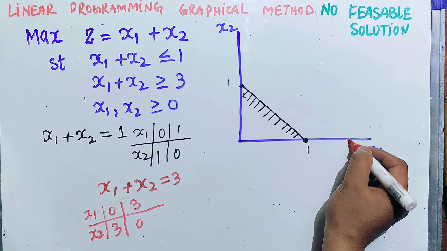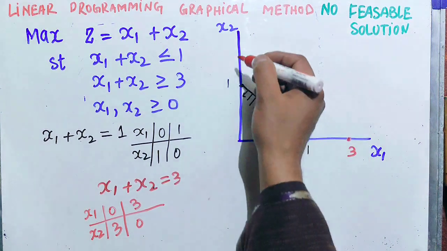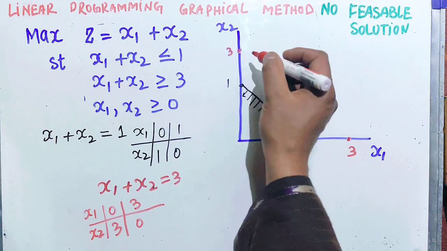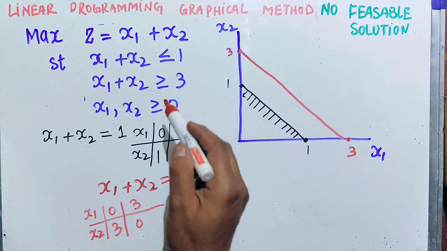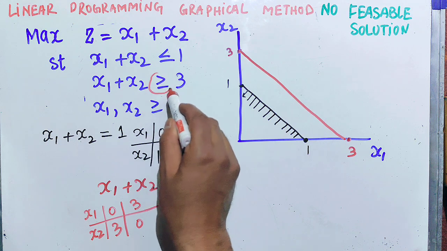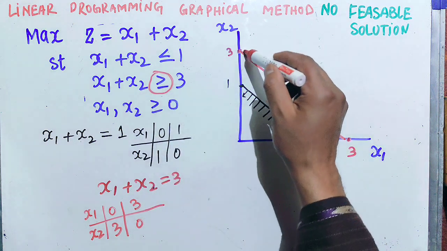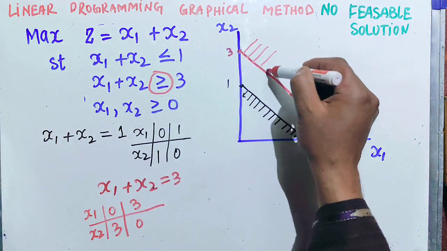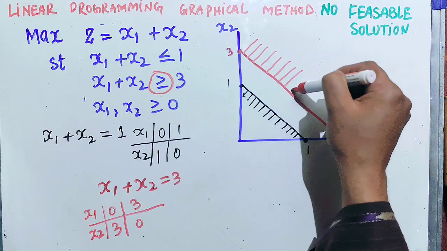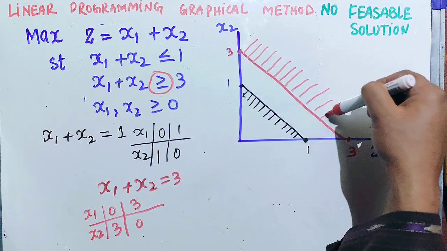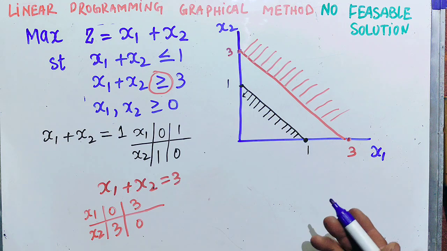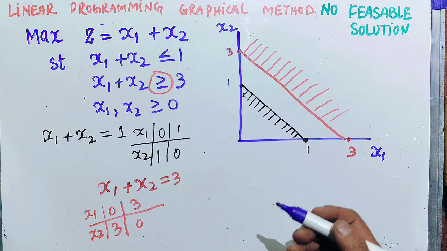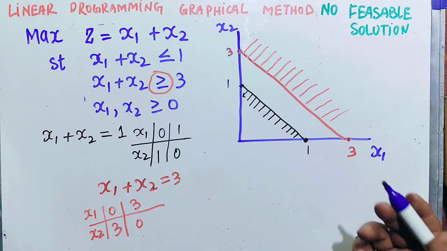So we have, let us say this is 3 here, this is 3 here, so we have this very line. Now since we have a greater or equal to sign, that means we need to shade the above region. So what is our solution? We have a no feasible solution situation. We cannot find the feasible region for this problem, hence the problem has no solution.